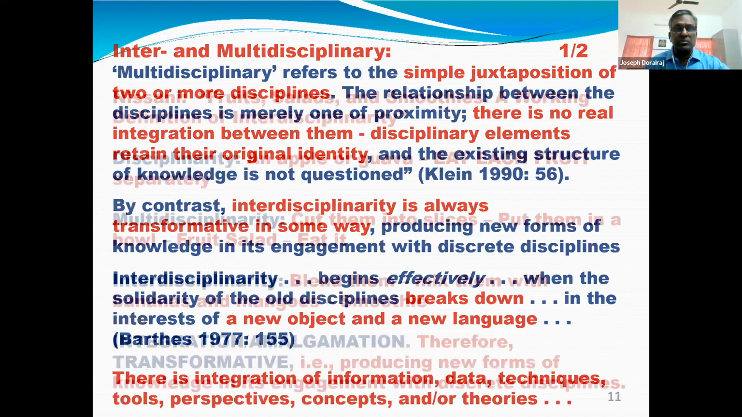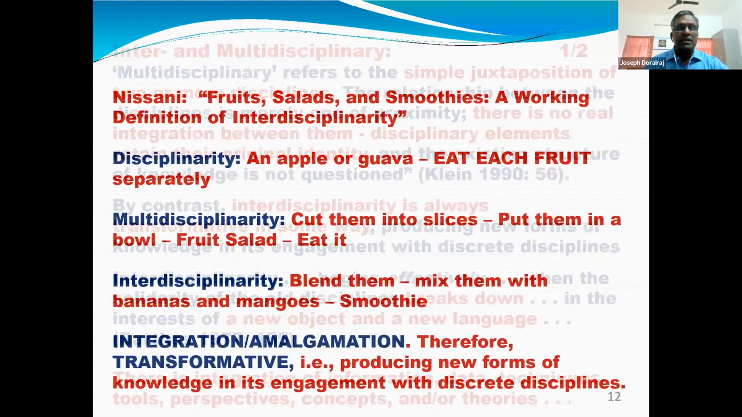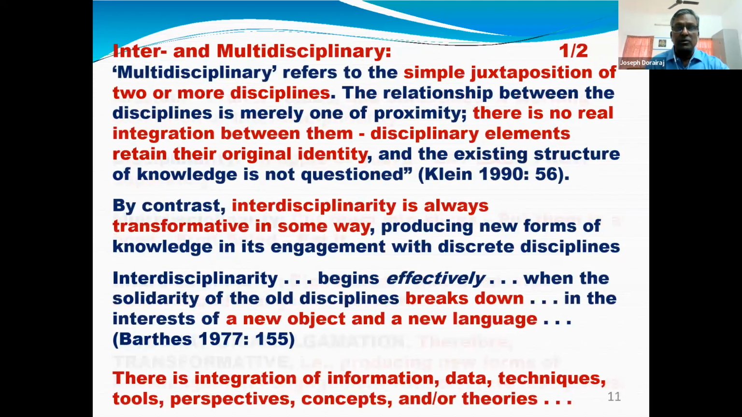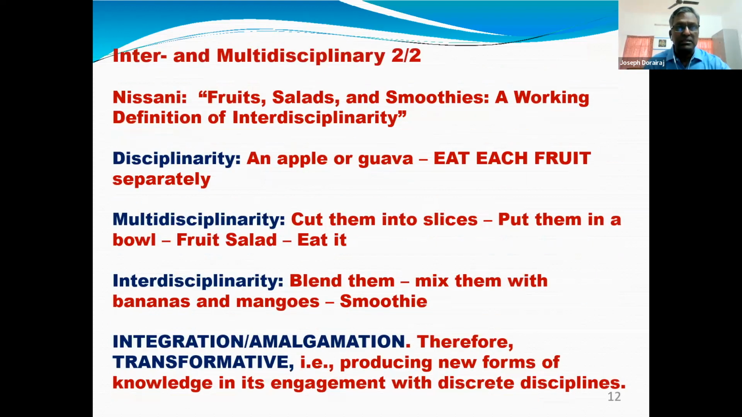So dear friends, here is one more slide on inter and multidisciplinarity, for which I will refer to an article authored by Nisani. The title of the article is Fruit Salads and Smoothies, a Working Definition of Interdisciplinarity. So this is an interesting article. Through an example, the author Nisani makes it very clear what is disciplinarity, what is multidisciplinarity, and what is interdisciplinarity. He talks about fruits. That is why the title of the article is Fruit Salads and Smoothies, a Working Definition of Interdisciplinarity.